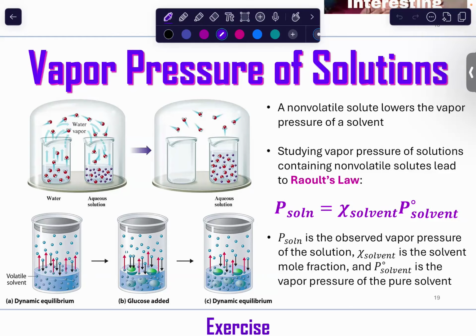All righty, so we can start working with this concept by using what we call Raoult's law. So the vapor pressure of your solution is going to be... what is that symbol there? It's mole fraction. So the mole fraction of your solvent multiplied by the vapor pressure of your pure solvent. What does that mean? Pure solvent.